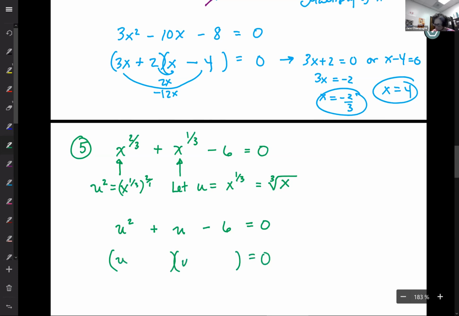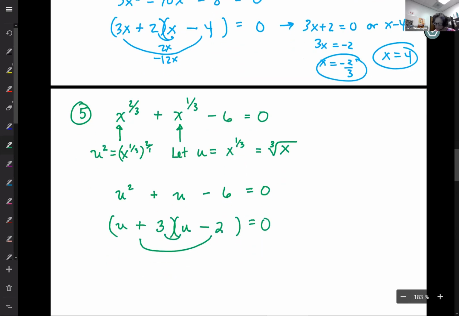U and u, signs are different. Two numbers that multiply to give you 6, whose difference is 1, would be 3 and 2, and you want the bigger number to be positive to get a positive u in the middle, right? 3u minus 2u is positive u. And then set each factor equal to 0, you get u equal negative 3, and u equal positive 2.